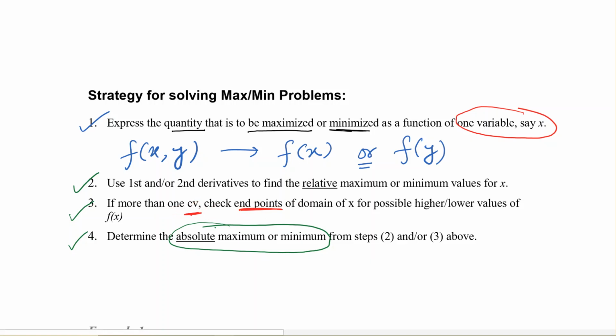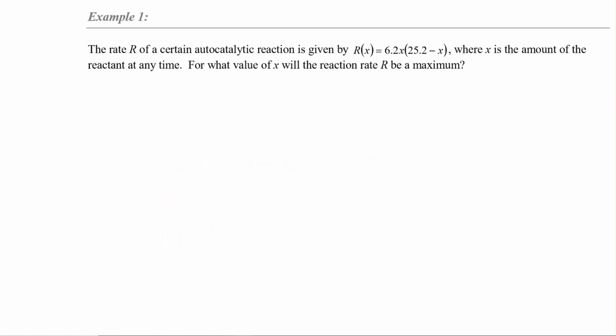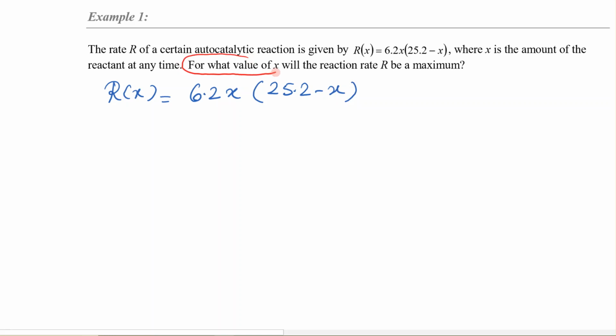So now we're going to do some more problems and we're going to follow all these steps in those problems. So take a moment and read our example number 1. In this one, we are given a reaction rate which is dependent on the amount of reactant at any time, and this is the equation. So what we need to find is for what value of x the reaction rate is maximum.